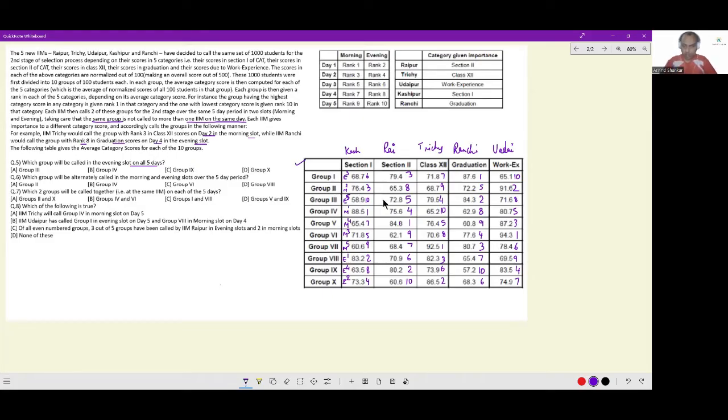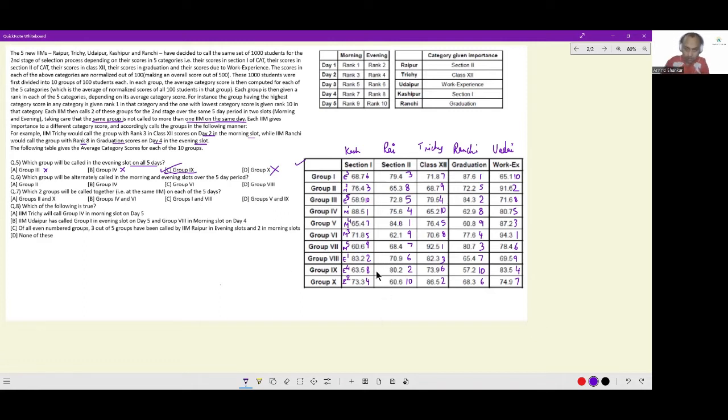So let's see group 3. Are all the ranks even? No, 10, 5, 4. I have 5 here. So this cannot be that group. Group 4, 1. First rank itself is odd. Not possible. Group 9, 8, 2, 6, 10, 4. Yes, seems like it. And group 10, the last rank is 7, which makes it unacceptable. Group 9 will always be called on evening slot.